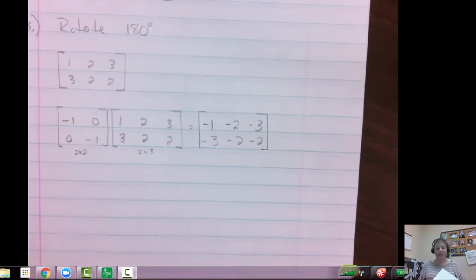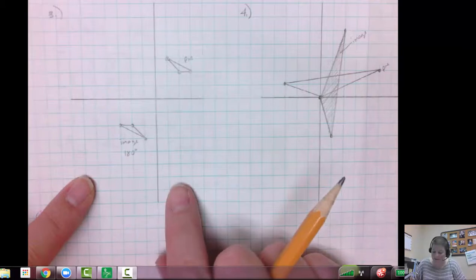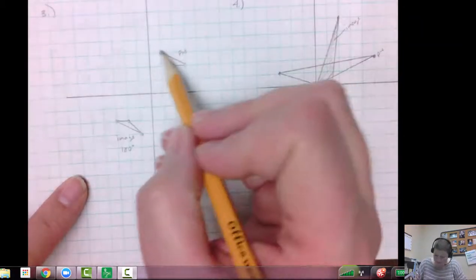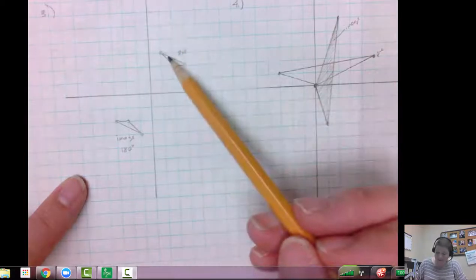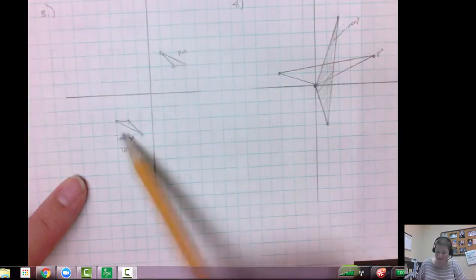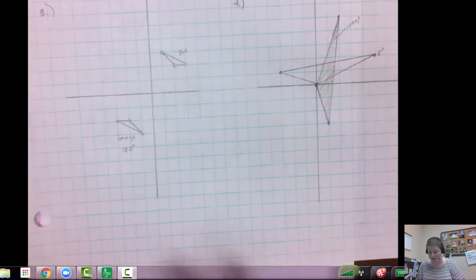So I went ahead and graphed these two matrix points right here. So this is my pre-image, and this is just counting by ones. Here's my tiny little triangle, and it rotated 180. So 90, 180. There it is. And it looks completely right. You can look at your picture and know.